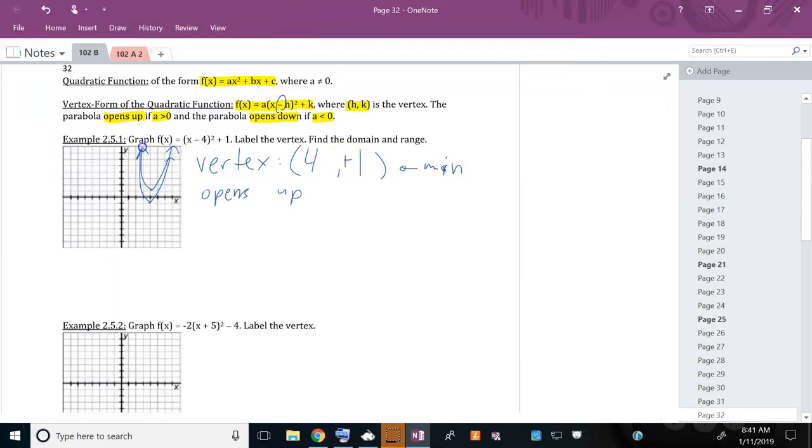My bad. Here, the domain for all quadratics is negative infinity to positive infinity, and the range is going to be the y-coordinate, 1 to infinity, because it opens up.